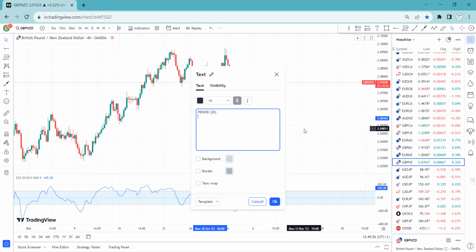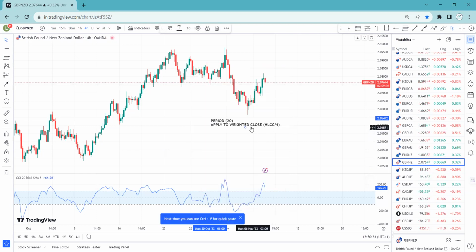And secondly, I'm going to be applying it to the weighted close. You can find that on MT4 especially, it is called weighted close. The weighted close is high, low, close, close divided by 4. So even if you don't find it as weighted close, just know the formula, HLCC over 4. It's already there. It's not something you're going to be doing yourself.